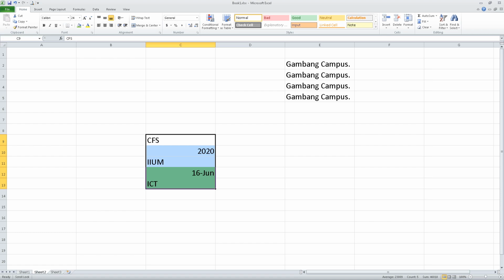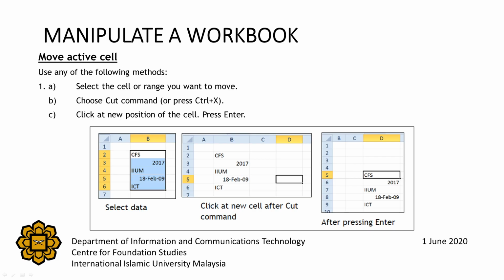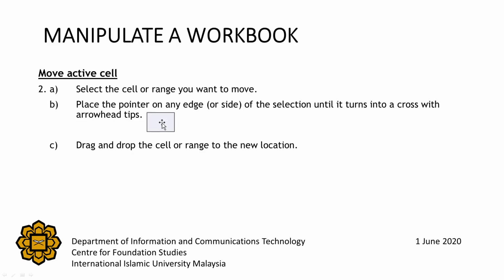The other method for you to move the active cell is to select the cell or range that you want to move, and place the pointer on any edge or side of the selection until it turns into a cross with arrowhead tips. Then drag and drop the cell or range to the new location.